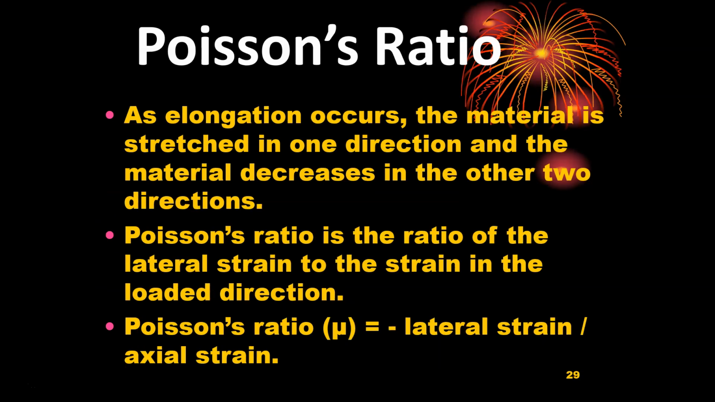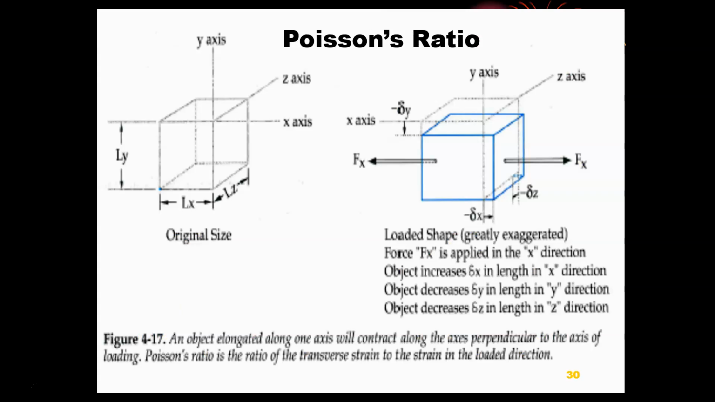Poisson's ratio. Poisson's ratio states that when a sample of material is stretched or pulled in one direction, it tends to get thinner in the lateral direction. And if a sample is compressed in one direction, it tends to get thicker in the lateral direction. Poisson's ratio is mu, the little Greek symbol there, equals the negative lateral strain divided by the axial strain. Here's an example of Poisson's ratio that's in your book. As the force is applied, the opposite sides either increase or decrease.